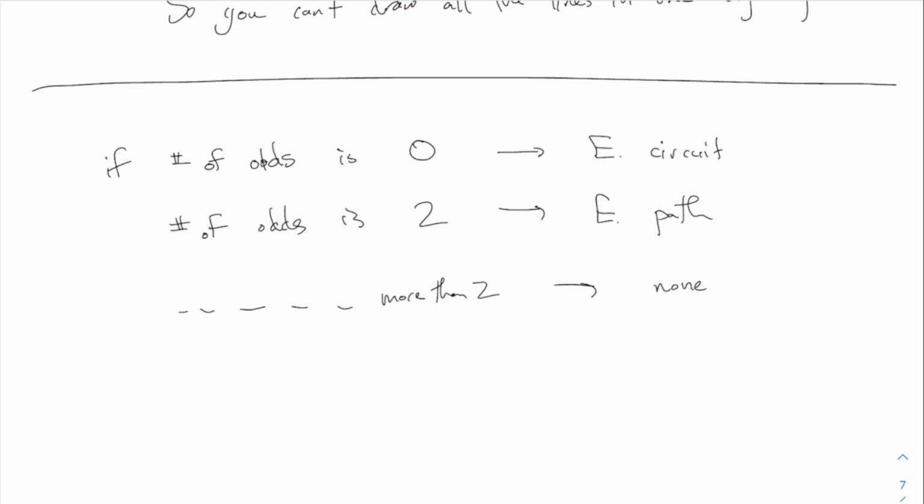This is what we've talked about so far. If the number of odds is 0, then there's an Euler circuit. If there's 2, there's an Euler path. And if there's any more than 2, then there's none. There's one situation which is unaddressed here in terms of the number of odds. If you look over here, you will see. If there's 0 odds or 2 or more than 2, what about if there's 1 odd? I never said anything about that. What about a graph which has 1 vertex with odd degree and the rest are even?